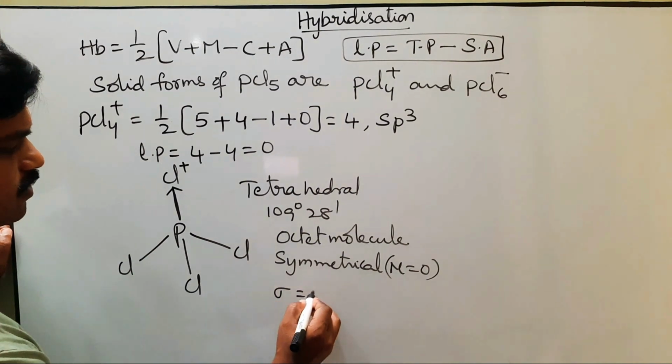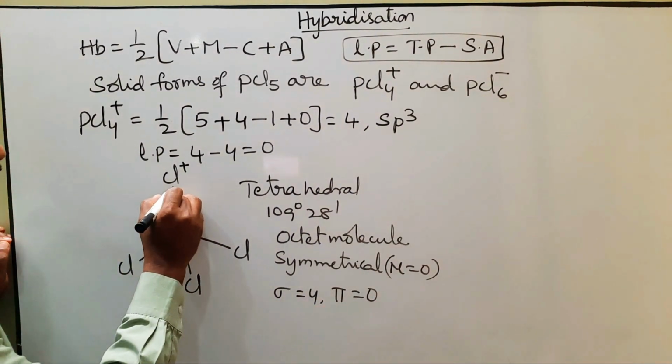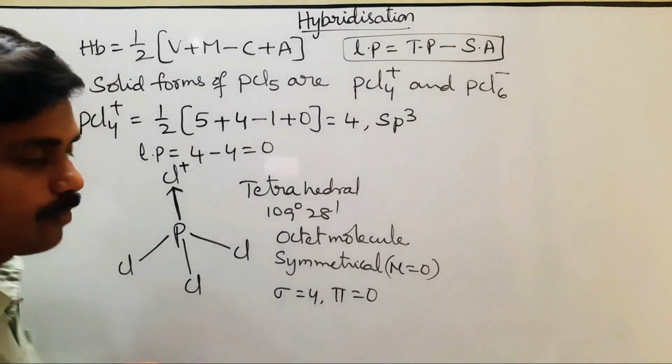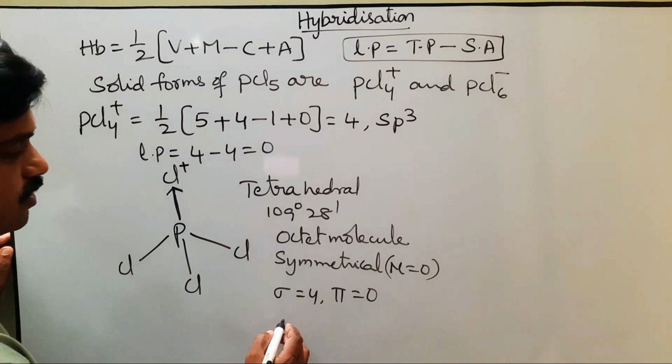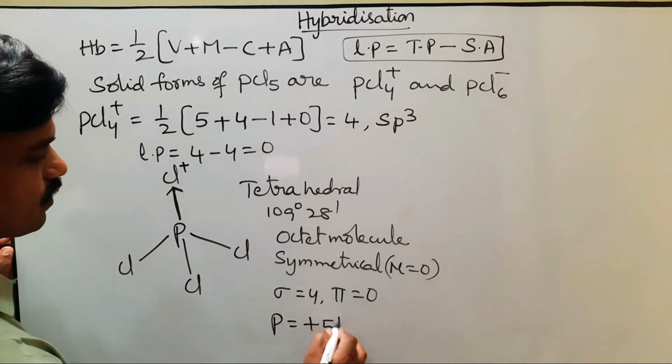And here sigma bonds 4, pi bonds are 0, because a coordinate covalent bond is also considered as one of the covalent bonds. That's why here 4 sigma bonds and 0 pi bonds. The central atom phosphorus oxidation state is P equal to plus 5.